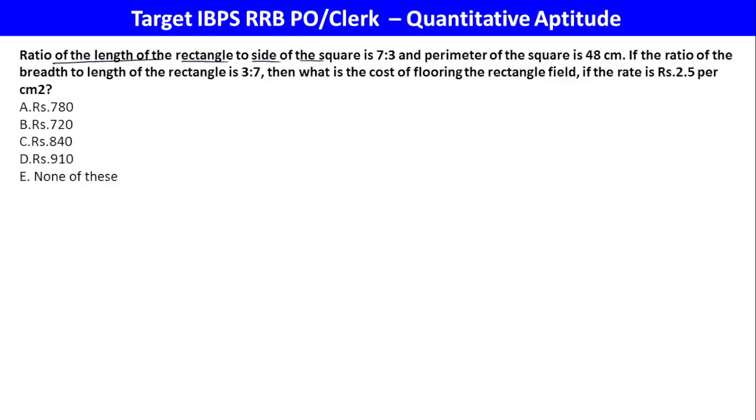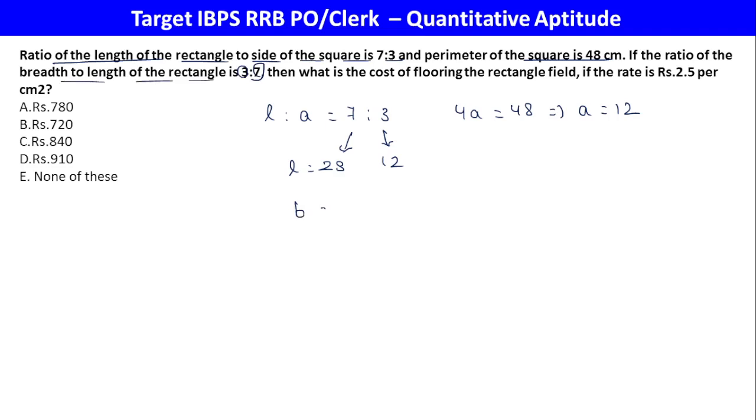Ratio of length of rectangle to side of the square is 7:3. Then perimeter of the square is 4a, which is 48, so a is 12. 3 parts is 12, so 7 parts is 7 times 4, 28. Length is 28. And the ratio of breadth to length is 7:3, which means breadth value is 3 times 4, 12.